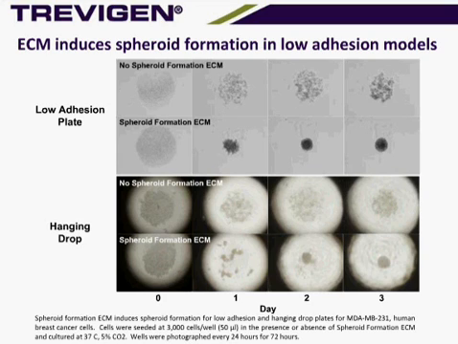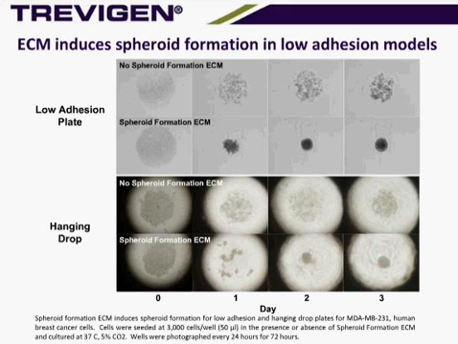Okay, so here we're just showing that our extracellular matrix proteins do induce spheroid formation in multiple low adhesion models. So in our low adhesion plates, we see that with no spheroid ECM, there is no spheroid formation. This is the top row. Whereas when we add the spheroid formation ECM, we see over time the first panel is 0, the next one is day 1, day 2, and day 3. We see compact spheroid formation.